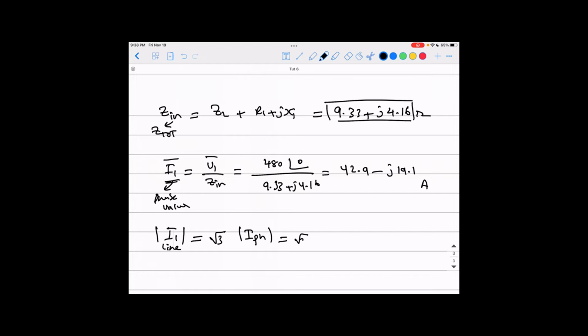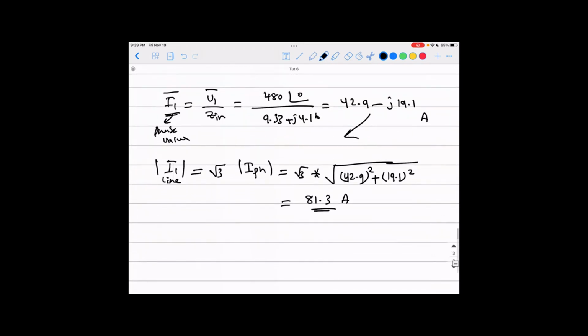So that is square root of 3 times the magnitude of this current, it will be square root of 3 times the square root of the real part squared plus the imaginary part squared. Actually, you can do this with your calculator also. That will give you 81.3 amps. That is the magnitude, okay?